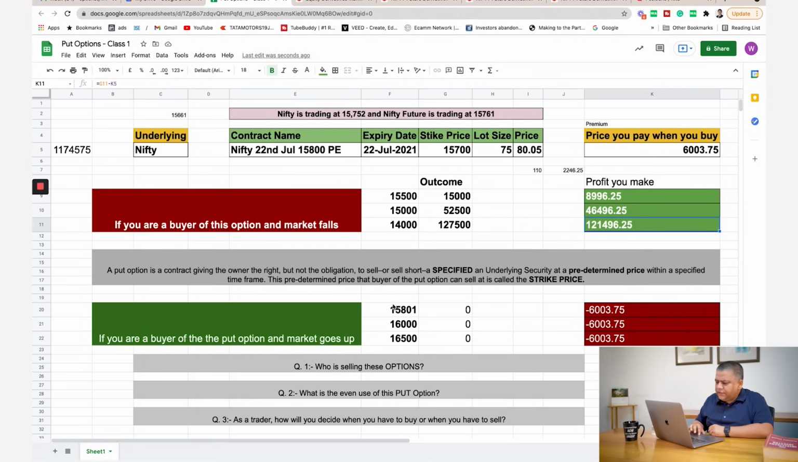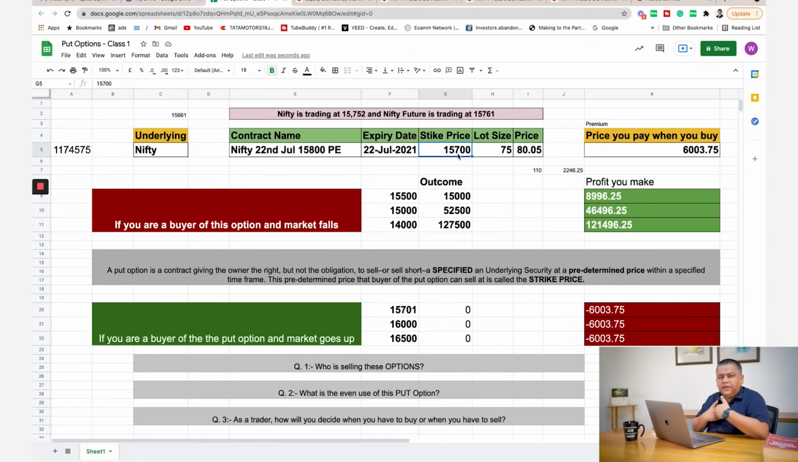In another word, you can also say that you buy a put option to get benefited when you are bearish about the market. When you know the underlying is going to fall, you can buy the put option, right? What if market goes up from here? So let's say market goes to 15,701 and closes here at the time of expiry. Now something which is getting traded at 15,701, so even 1 point higher than the strike price, will I exercise the right?